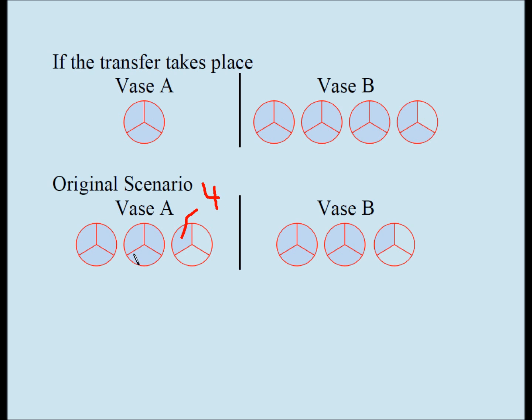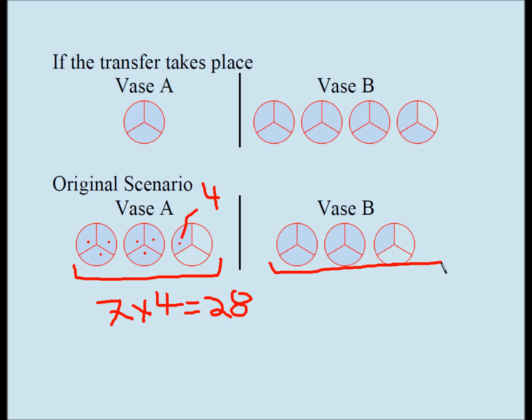Okay, on this side, how many thirds do we have? 1, 2, 3, 4, 5, 6, 7. So in vase A, originally she had 7 times 4, or 28 flowers. Of course, vase B had the same number of flowers. This has to be 28.